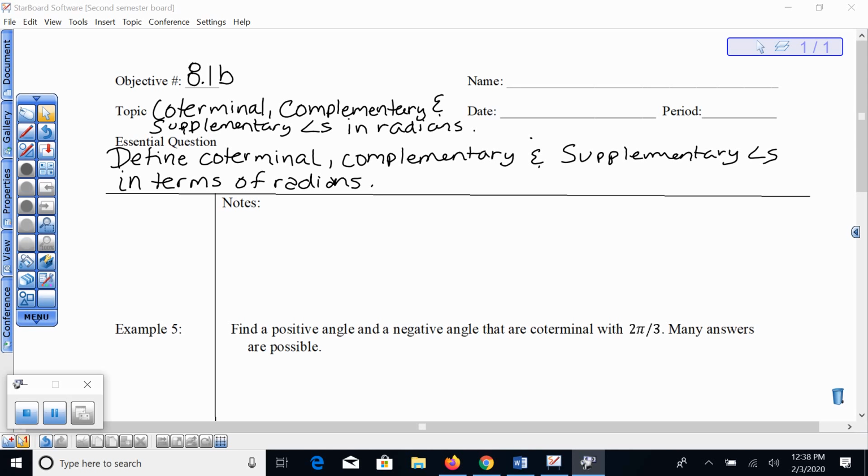Recording. This is objective 8.1b. We've already done C. We're coming back to B because this was a short lesson and a Monday was a good day to do it. Okay, topic for today is coterminal, complementary, supplementary angles and radians.